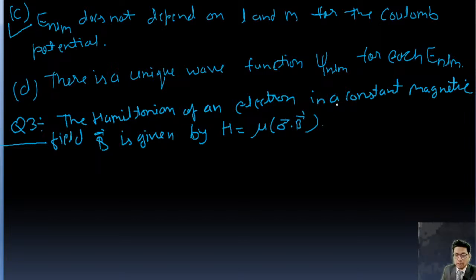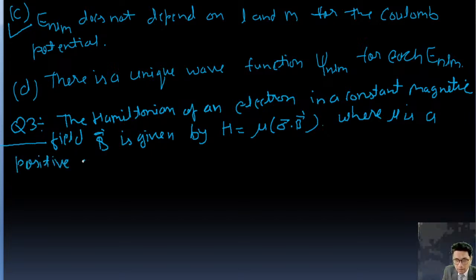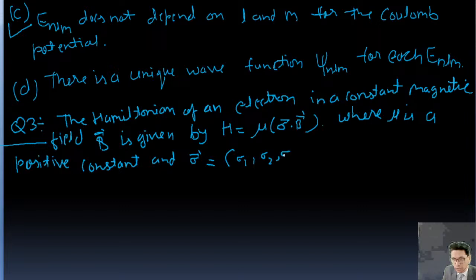Okay, the Hamiltonian is given, where mu is a positive constant, and sigma equal to sigma 1, sigma 2, sigma 3 are Pauli matrices.